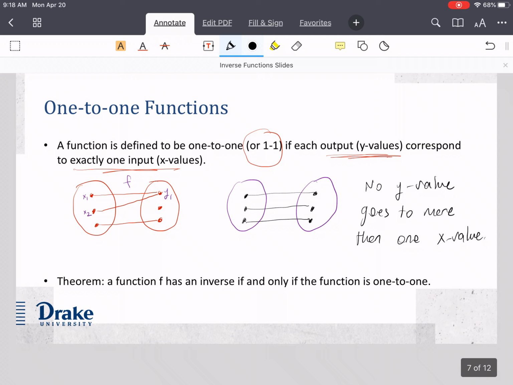An important theorem about this is that a function has an inverse if and only if the function is one-to-one. So for a function to have an inverse, it has to be one-to-one. If a function is not one-to-one, then it does not have an inverse. So that's how we know if a function has an inverse or not. We need to always check the one-to-one relationship.